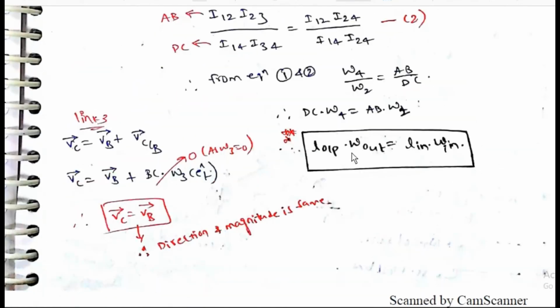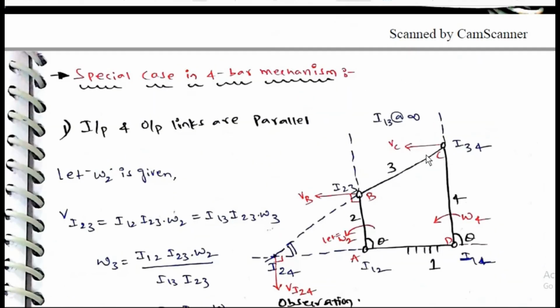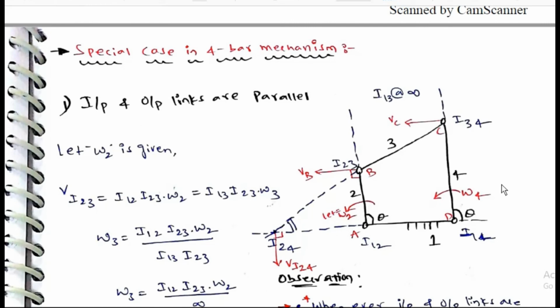L output omega output is equal to L input omega input. I'll tell you one easiest method for this. If this is omega 2 and this is omega 4, VB bar will be like this, VC bar will be like this, and perpendicular to these AB rods and VC rods.